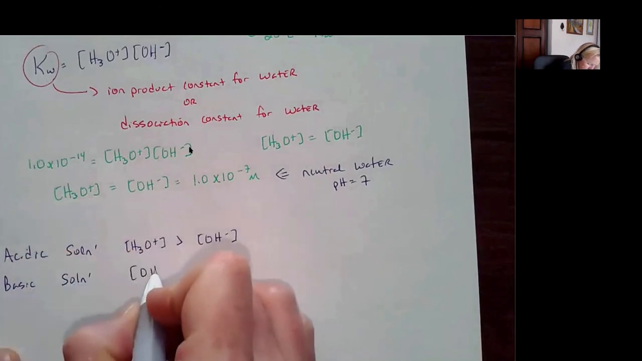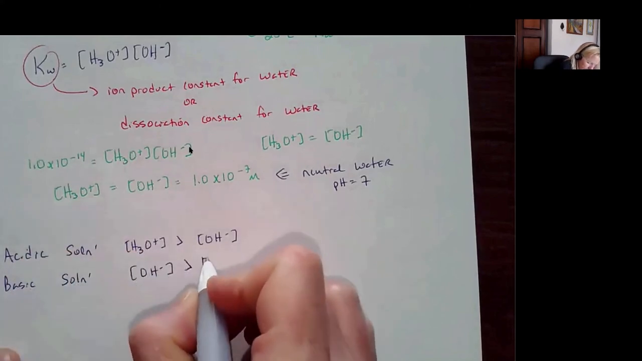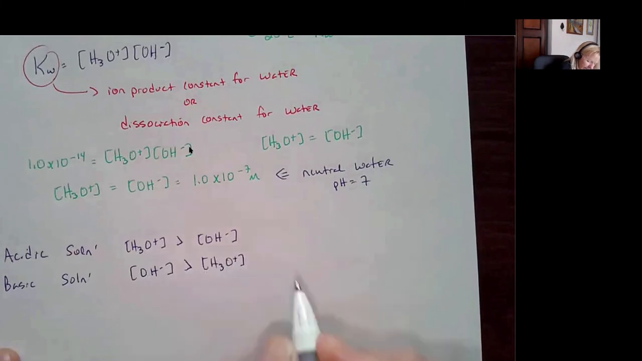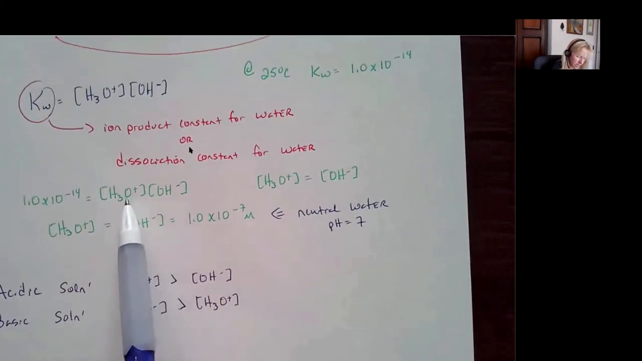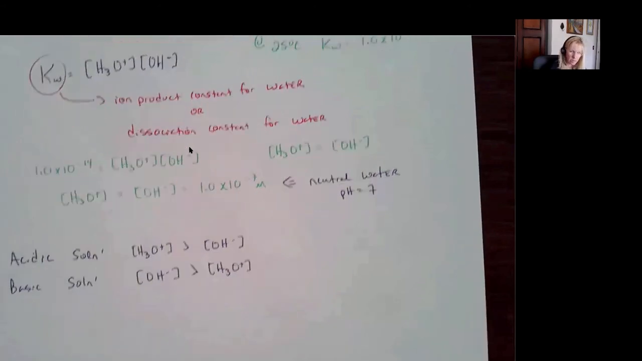In a basic solution, my hydroxide ion is going to be greater than my hydronium ion. That doesn't mean there isn't some of this present, it just means that there's more of this there. So as this goes down, this goes up. As this goes up, this goes down. So vice versa. So let's talk about pH.